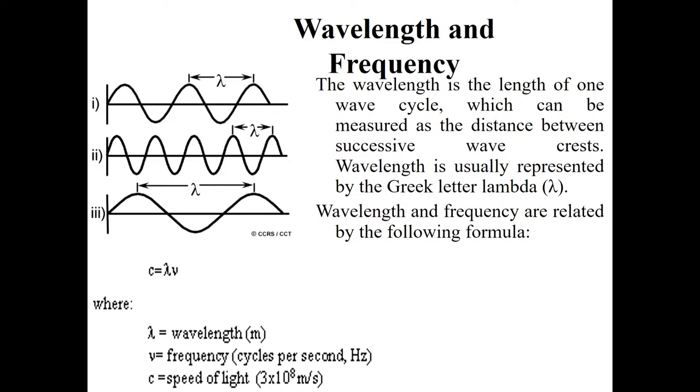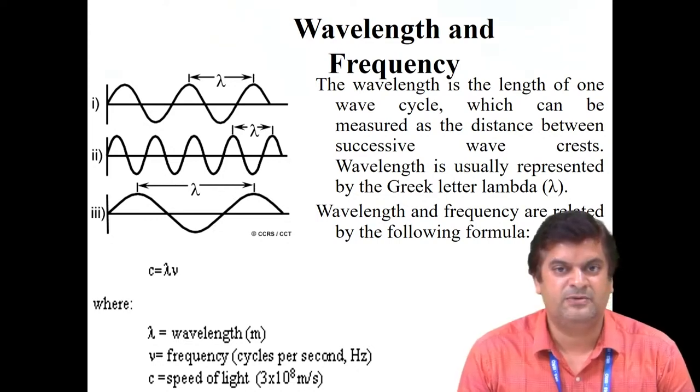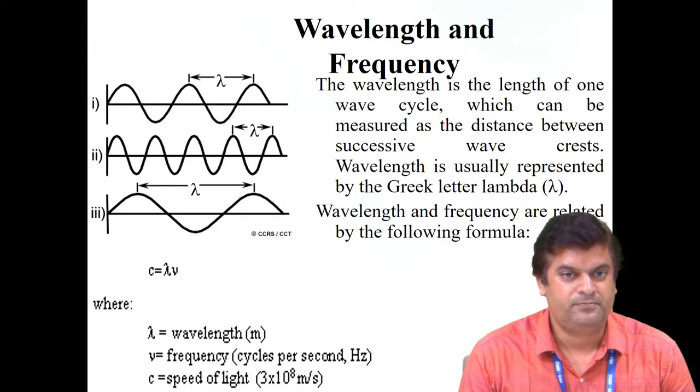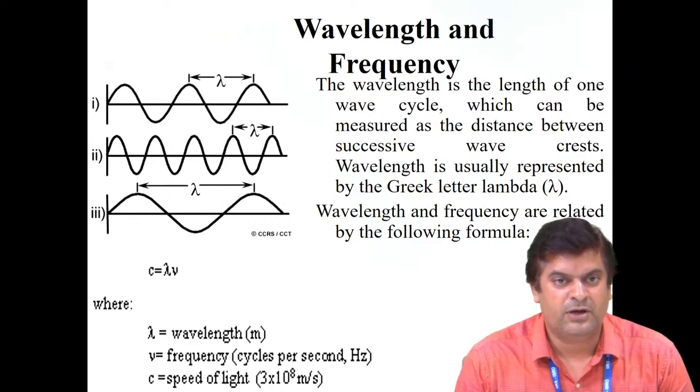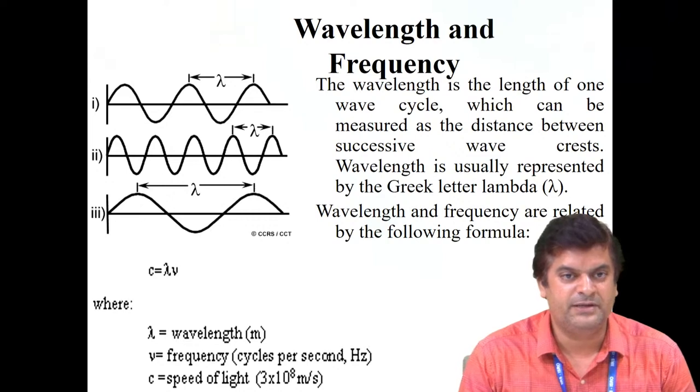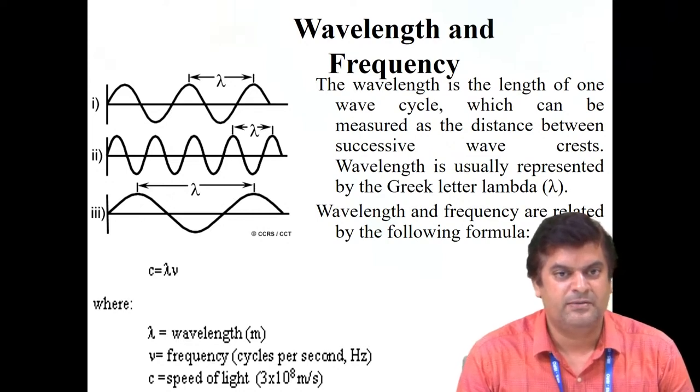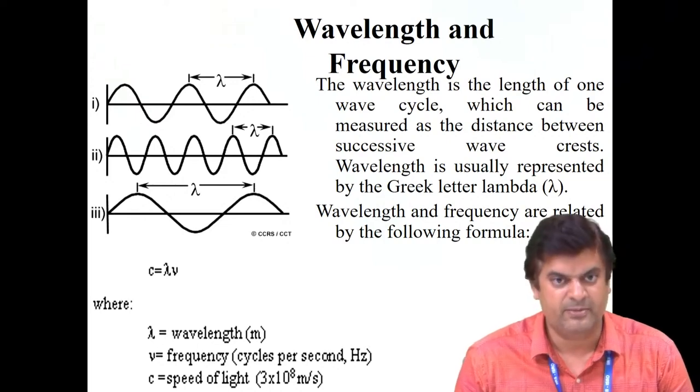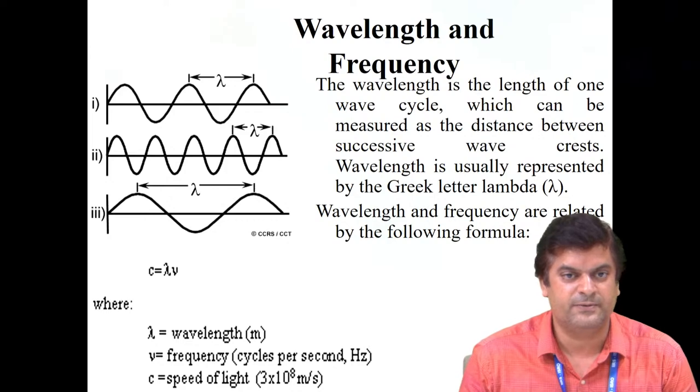Now when we are talking about electromagnetic waves, this relation is very famous: speed of light will be equal to the multiplication of wavelength and frequency. The wavelength is the length of one wave cycle, which can be measured as the distance between successive wave crests, and it is usually represented by the Greek letter lambda. And frequency is represented here by nu. So both are inversely proportional to each other. When there is an increase in the wavelength, there will be a decrease in the frequency, and if there is an increase in the frequency, there will be a decrease in the wavelength, because the speed of light is considered constant.